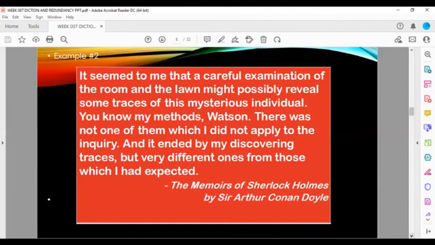And for example number two, we have The Memoirs of Sherlock Holmes by Sir Arthur Conan Doyle. As we see in the text, a careful examination of the room and the lawn might possibly reveal some traces of the mysterious individual. You know my methods, Watson. There was not one of them which I did not apply to the inquiry. And it ended by discovering traces, but very different ones from those which I had expected. So this has to do with the proper diction that we can read from these works.